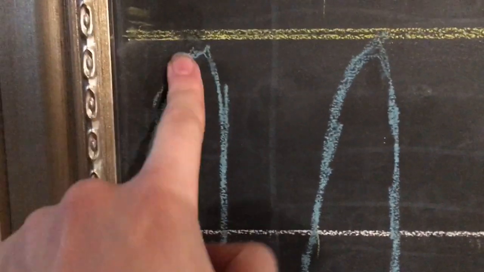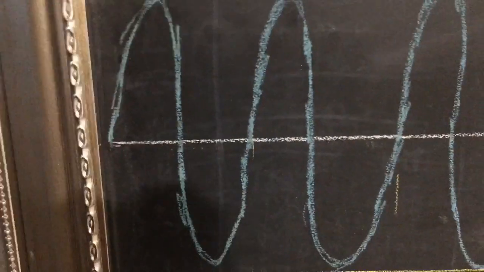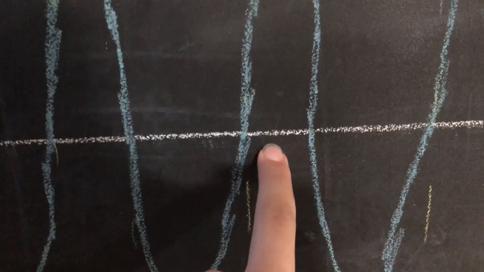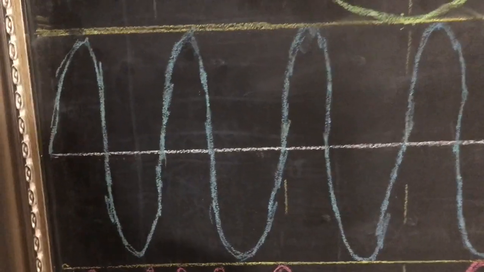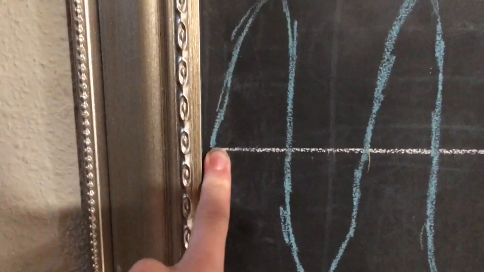Well, the distance between here and here is the frequency, and it affects pitch. The distance from the top to here is the amplitude, and it affects volume. And wherever the waveform starts, in this case here, is the phase.